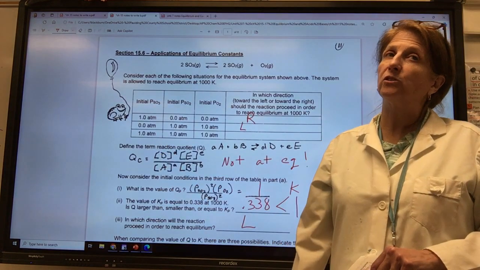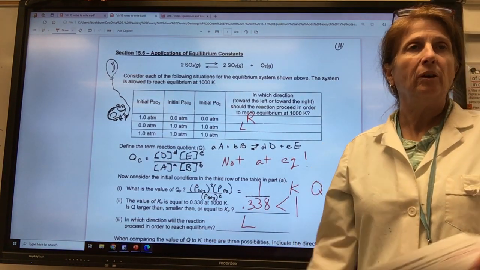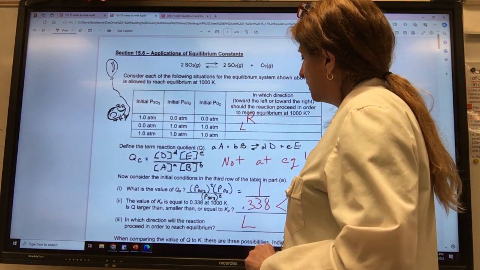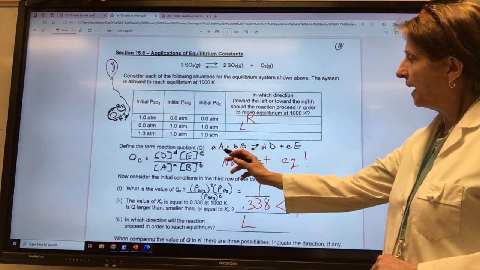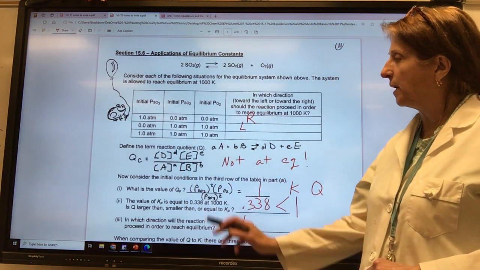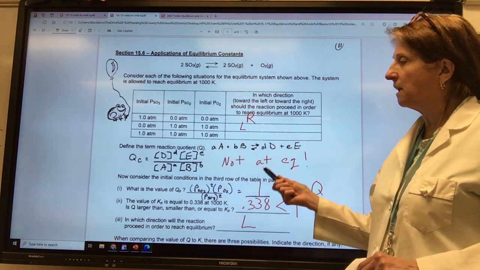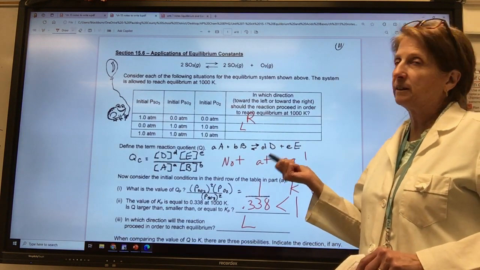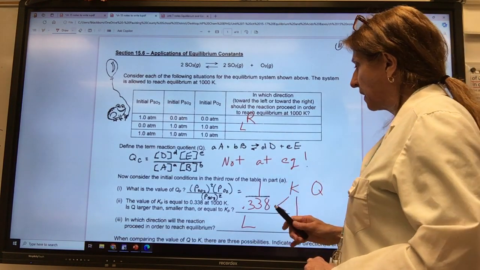We're given concentrations, and we want to know, is it going left or right? What do we do? Q. Q to the rescue, okay? It's called the reaction quotient. And notice it is the same exact formula. If A plus B makes C plus D, you put your products in the numerator, the reactants in the denominator. So what's the difference? It's not at equilibrium. We don't know if it's at equilibrium or not, and we're going to do this problem and find out. Is it going left? Is it going right? Is it at equilibrium? Okay?